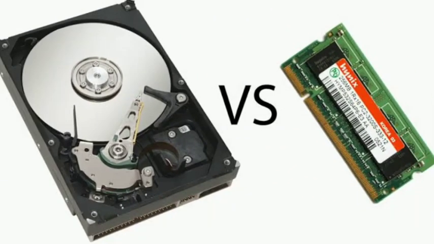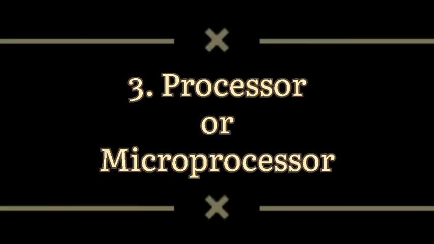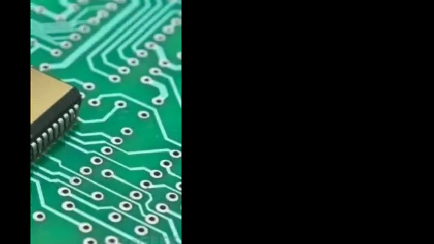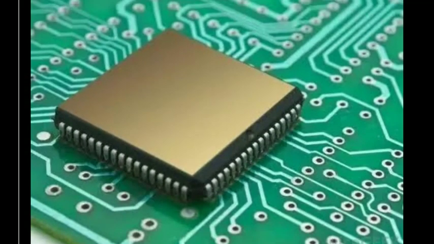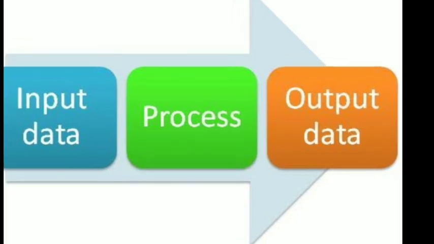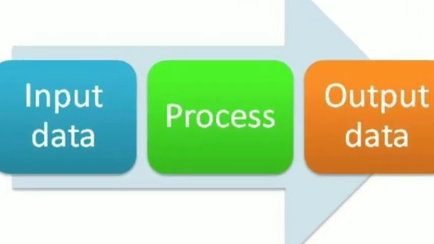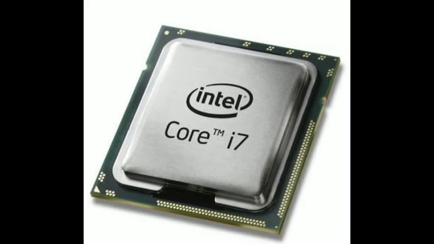Number 3, processor or microprocessor. It is a small chip. The processor executes 3 basic functions: receive input data, process the data and provide output data, which means fetching, decoding and executing. While this may seem like a simple task, a modern processor can handle trillions of calculations per second.